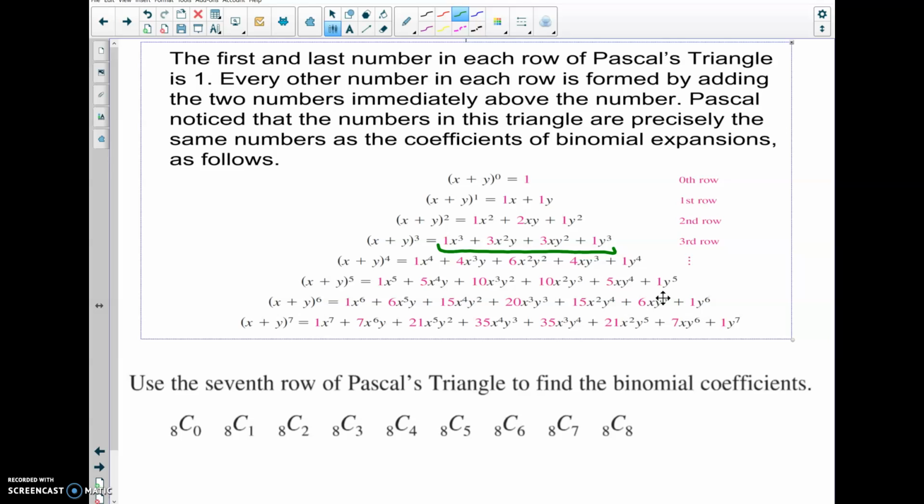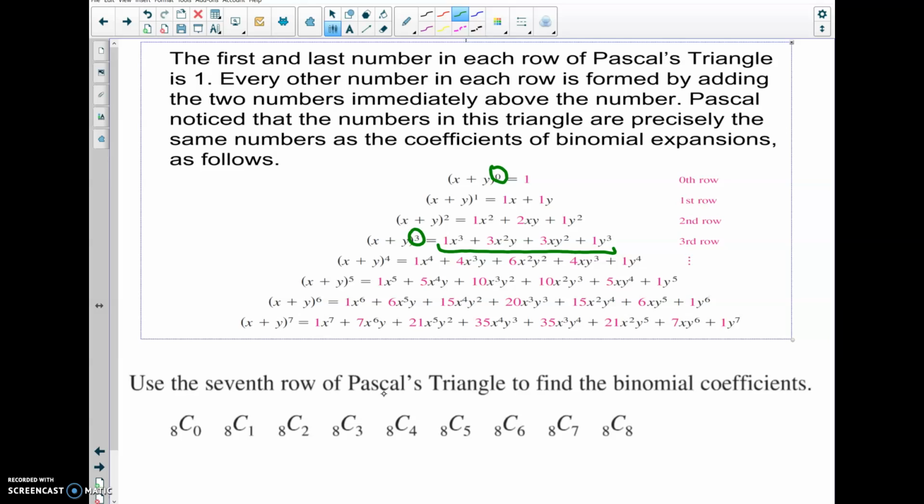So using this Pascal triangle, we have the first 7 rows here. Notice the 0th row, because you're raising it to the 0 power. So the third row is the third power. How can we find the 8th? So x plus y to the 8th. How can we find the coefficients of that?